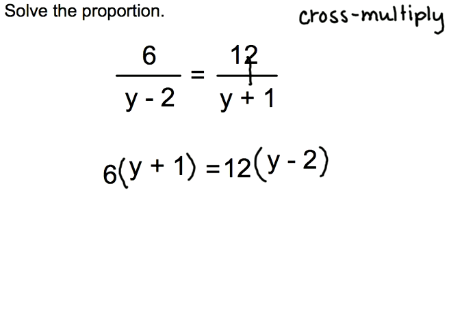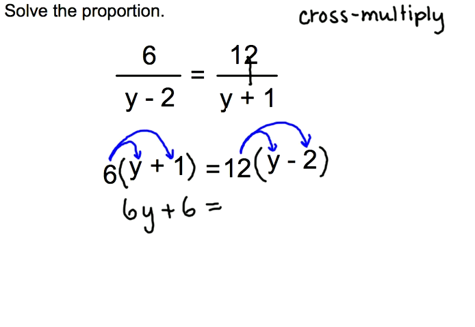When you multiply with algebraic expressions, you do need to multiply any whole number by the quantity of that algebraic expression. And so 6 times y plus 1, I'm going to have to use the distributive property. I'm going to have to distribute the 6 to both the y and the 1. That becomes 6y plus 6. And that's going to equal on the other side, again, I have to use my distributive property to distribute the 12, and that's going to give me 12y minus 24.